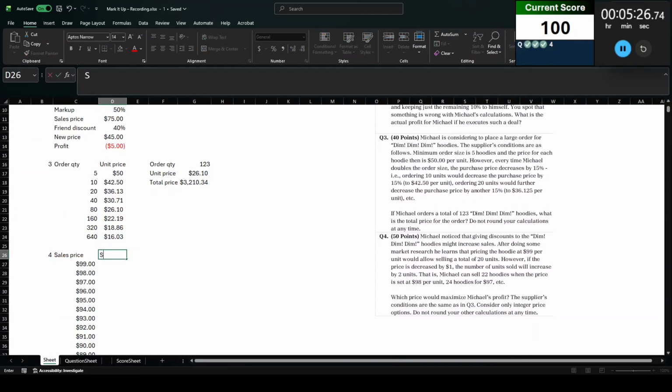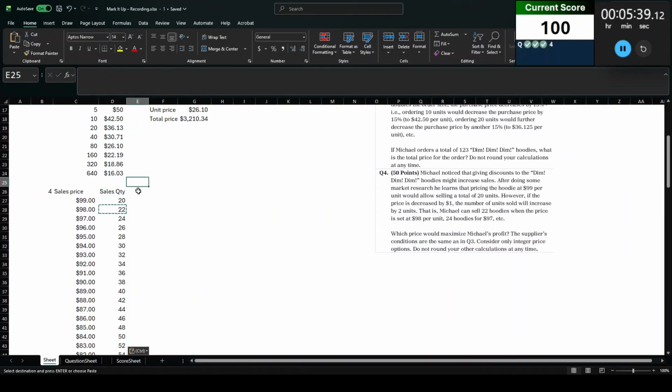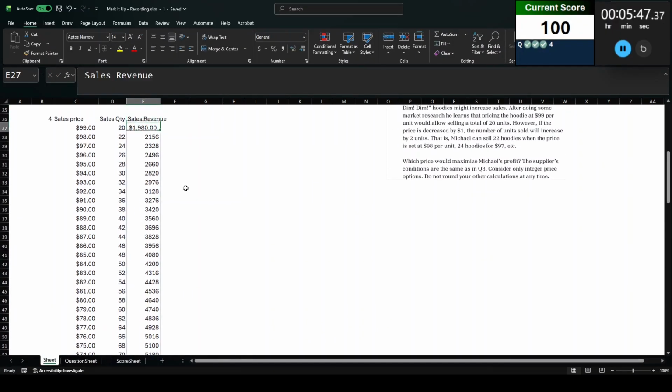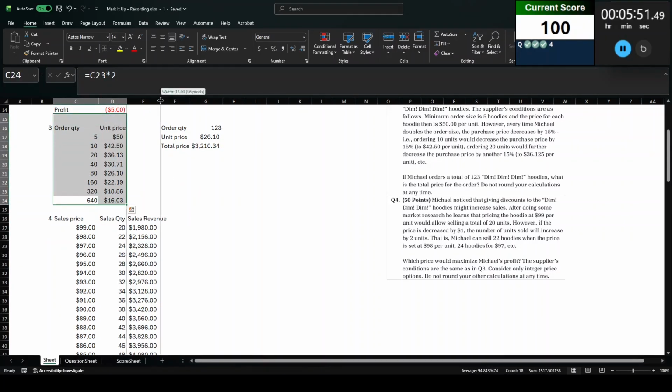And then that's going to change the sales quantity. So $99, he said it would sell 20 units, and for every decrease, it's going to increase by 2. So I'm going to take that plus 2 and then just fill this formula all the way down. That's going to give us a sale revenue of the price times the quantity at each level, but we need to consider the cost. And the cost is going to be the cost from up here.